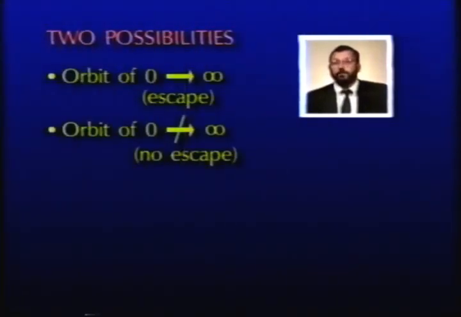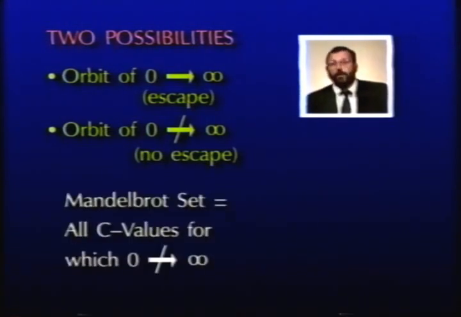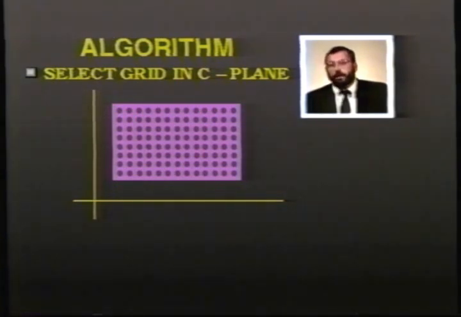Now, for a typical c value, there are only two possibilities for the behavior of the orbit of 0. Either the orbit of 0 can escape to infinity under iteration of z squared plus c, or it does not. So either we have the orbit of 0 being an escape orbit or a non-escape orbit. The Mandelbrot set turns out to be the set of all c values for which the orbit of 0 does not escape to infinity, the set of all c values for which the orbit of 0 remains in a bounded piece of the plane. So that then gives us the algorithm for computing the Mandelbrot set.